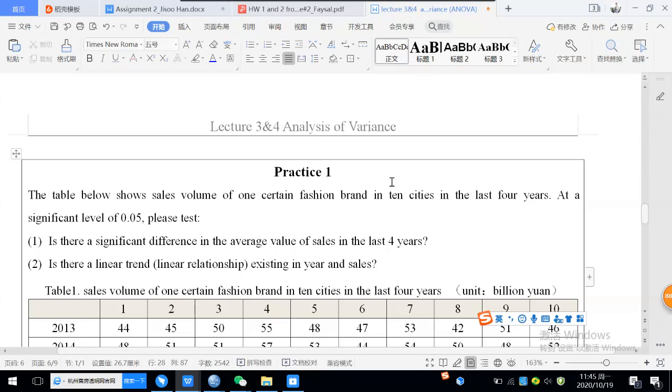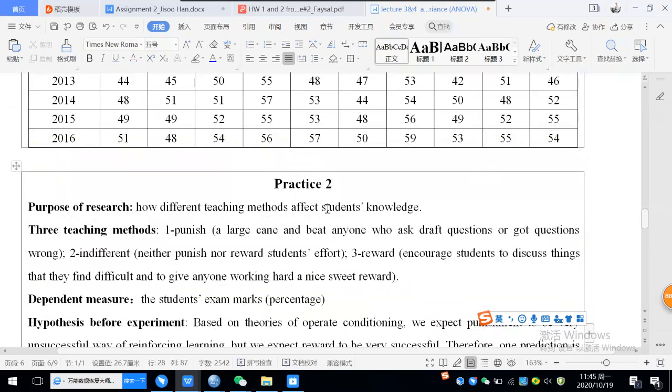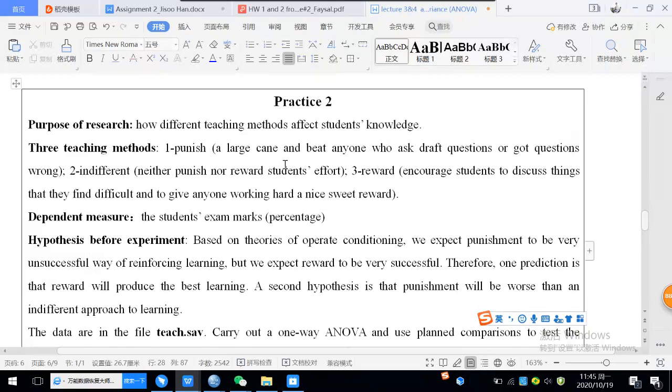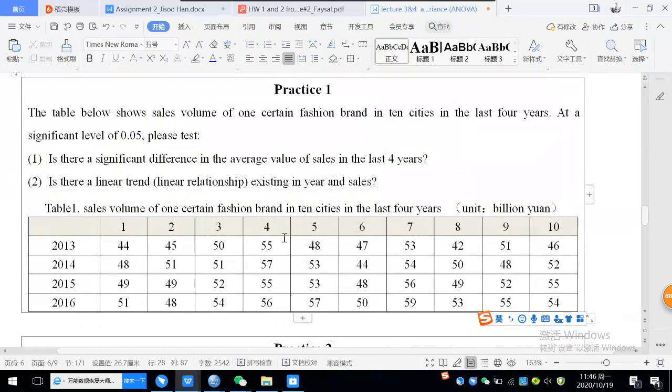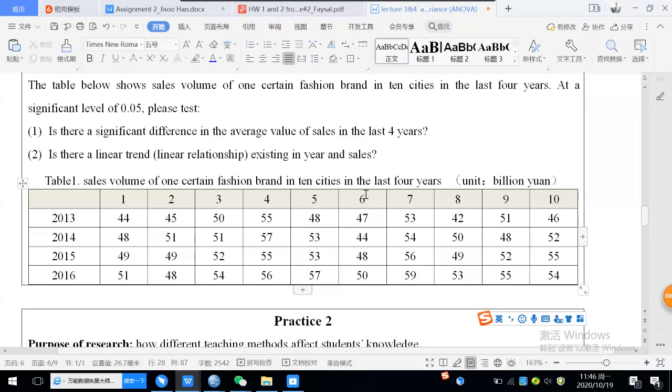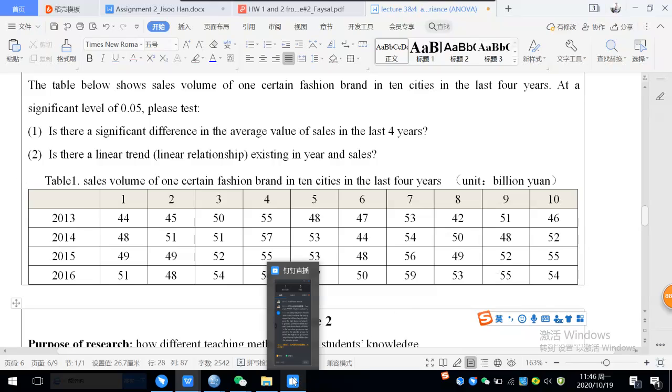Yes, that's all for today's course. Okay, and after class, please complete practice 1, practice 2. Also the data file I already sent in Ding yesterday. Please download the practice 2. Practice 1 is harder because you need to put in the data and establish a data file. Okay? Understand? Yeah? Thank you for listening.